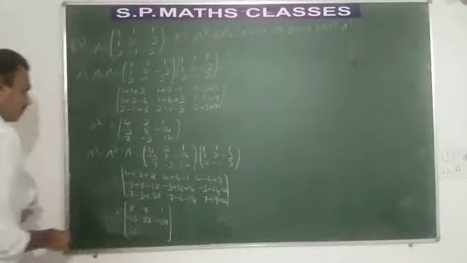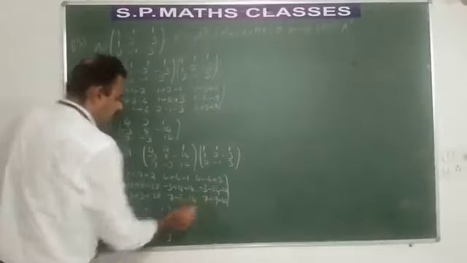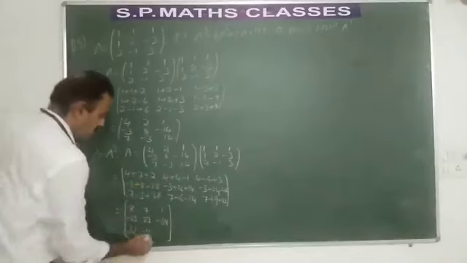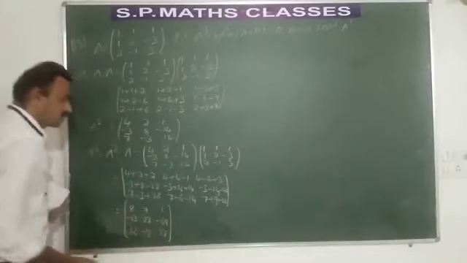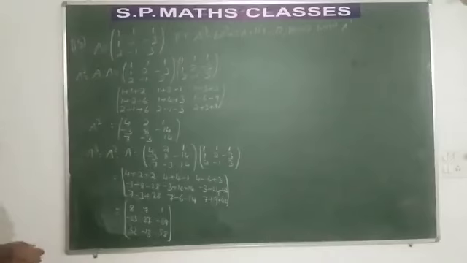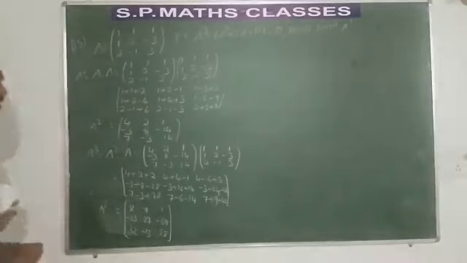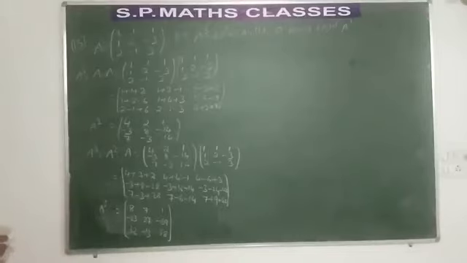7 minus 6 is 1. 1 minus 14 is minus 13. 7 plus 9 is 16. 16 plus 42 is 58. I think you have understood this. I think you have understood how to multiply this. You know the method of multiplication.